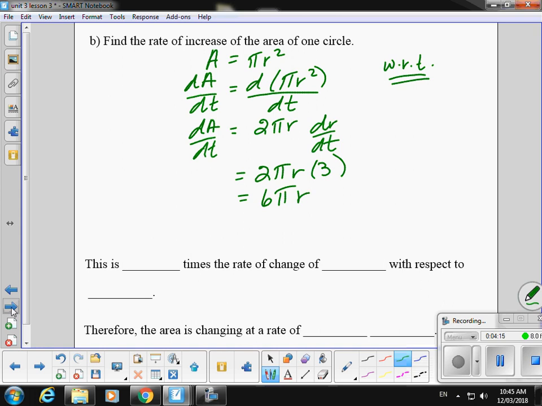This rate of change is dependent upon the radius. This is 2 pi r times the rate of change of the radius with respect to time. Therefore, the area is changing at a rate of 6 pi r centimeters squared per second. So it's a different rate depending on what the radius is at that moment.